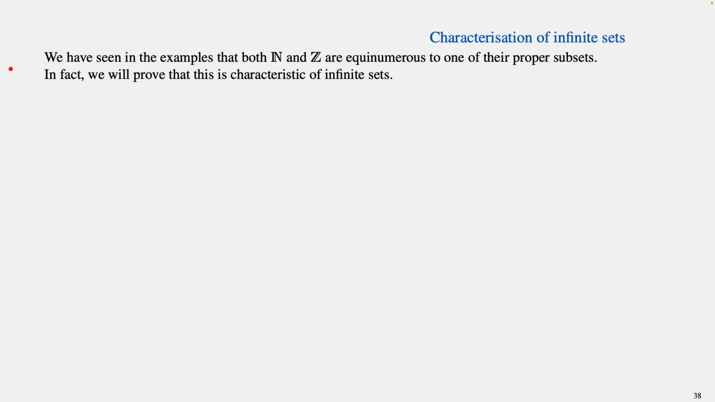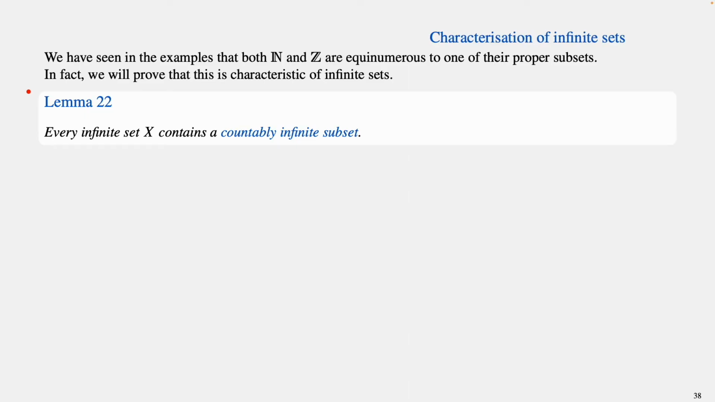Next, I want to give a very interesting characterization of infinite sets. We have seen in the examples that the natural numbers and the integers are equinumerous, and also equinumerous to some other sets. And in particular, we see that these are equinumerous to some of their proper subsets. And I want to prove that this property, being equinumerous to a proper subset, is characteristic of infinite sets. First, I will prove this lemma here. Every infinite set X contains a countably infinite subset. Irrespective of whether X is countably infinite or uncountable, it always contains a countably infinite subset.